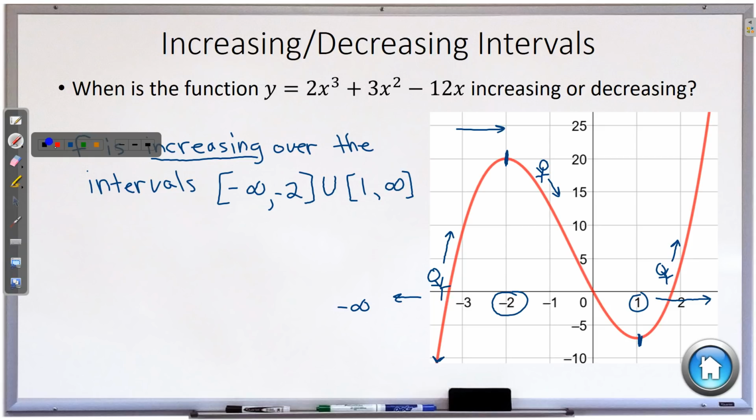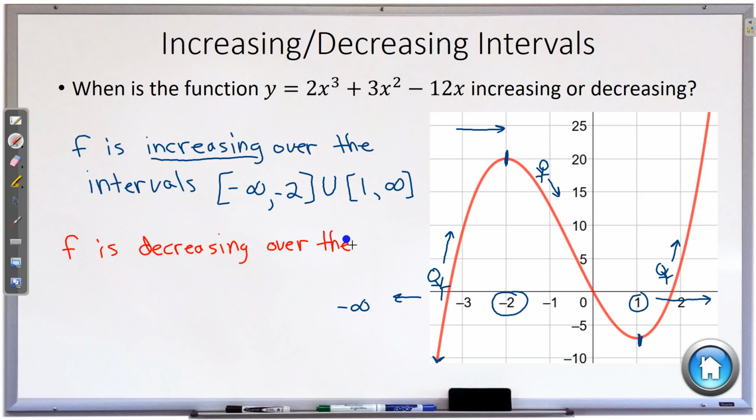All right, let's do our decreasing interval now. f is decreasing, and let's keep our sentence going over the interval. All right, so where are we decreasing? We start right here, so that is at -2. And we end our decreasing right here, which is at +1.